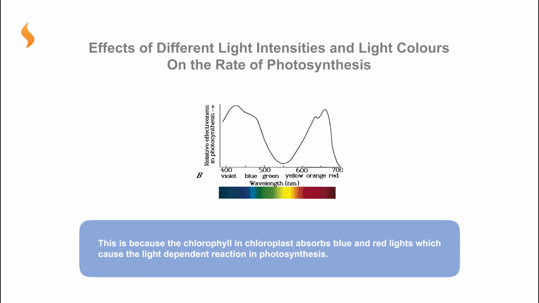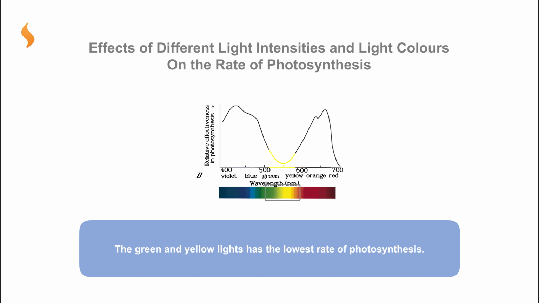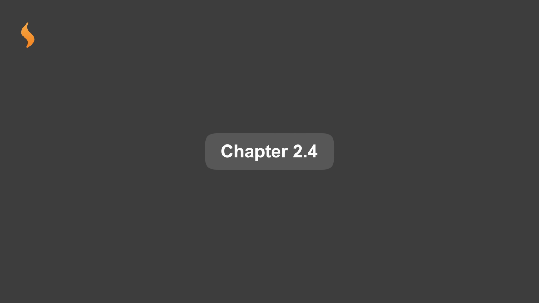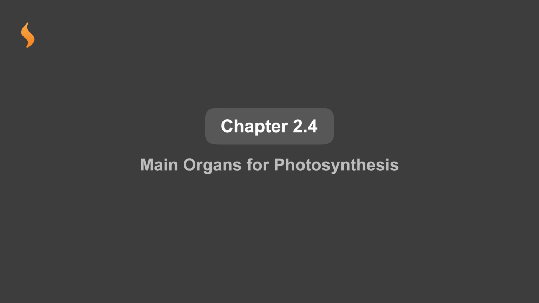This is because the chlorophyll in chloroplast absorbs blue and red lights, which cause the light-dependent reaction in photosynthesis. The green and yellow lights have the lowest rate of photosynthesis. This is the end of chapter 2.4, Main Organs for Photosynthesis.